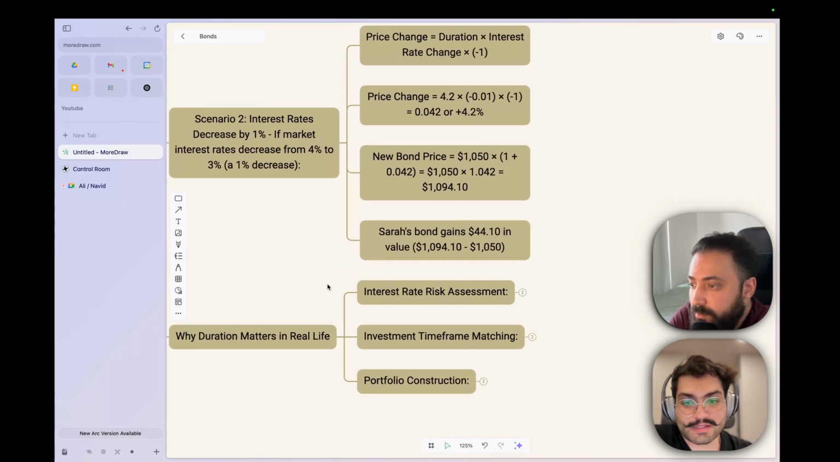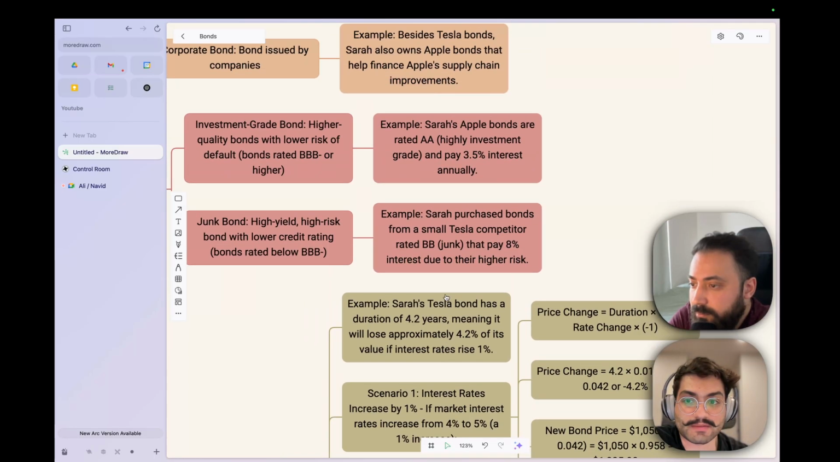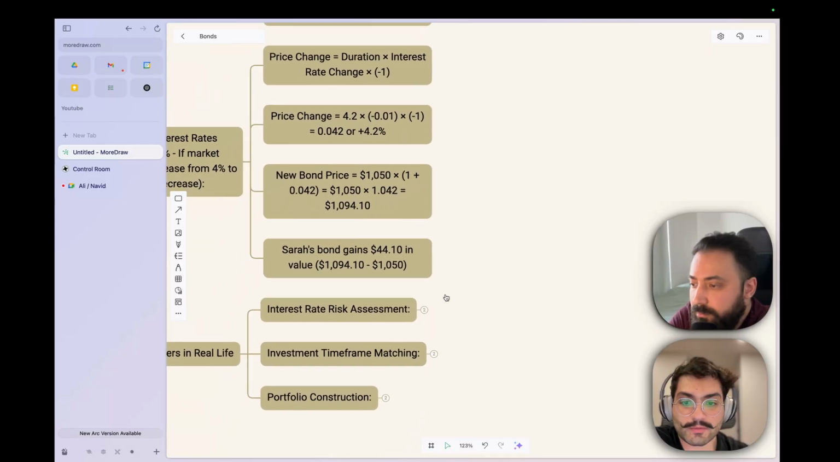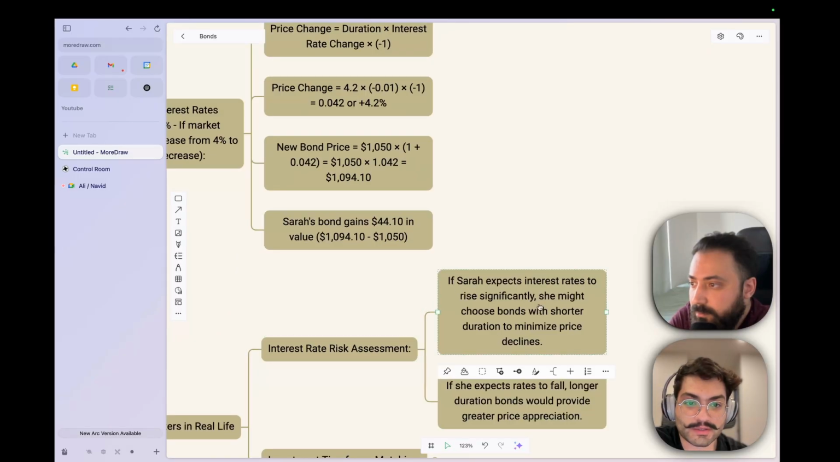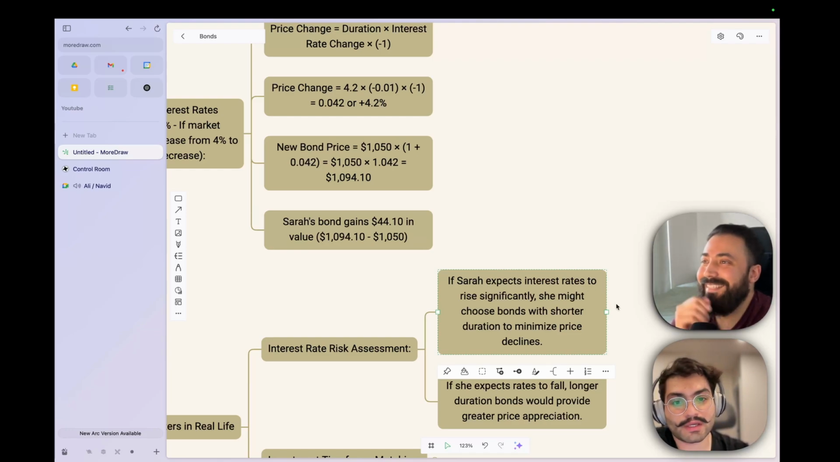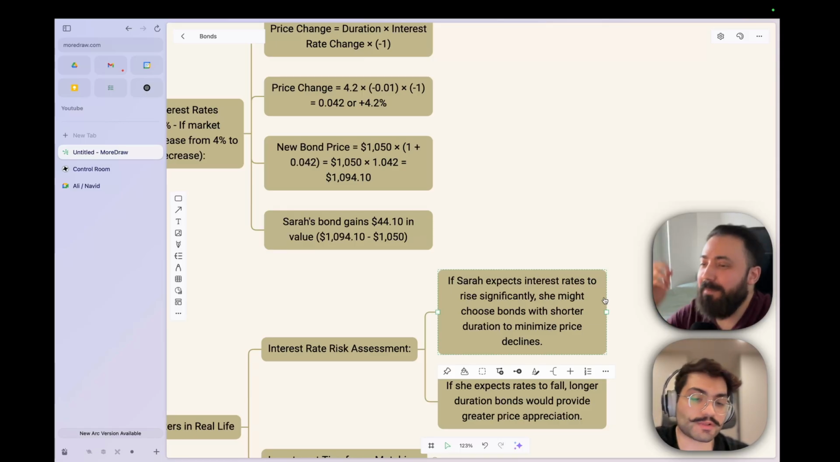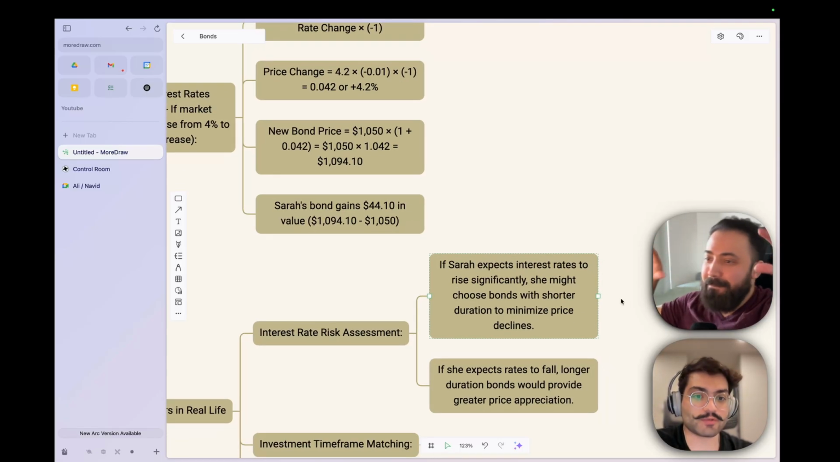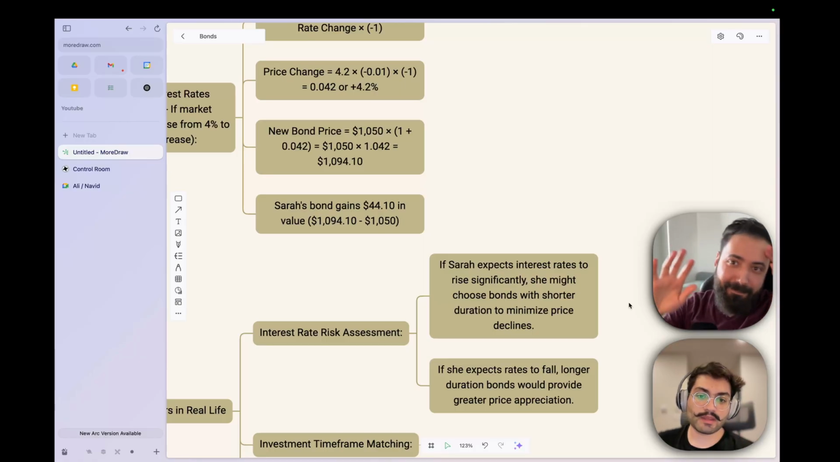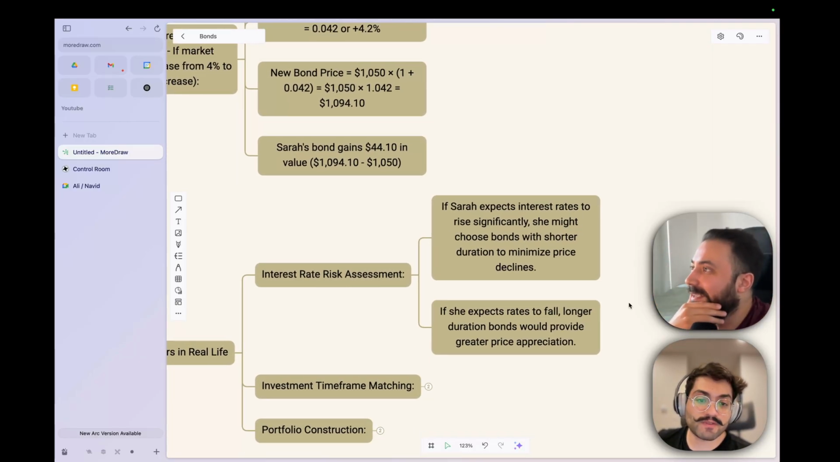So there are three things. One is the interest rate risk assessment that we saw here. Based on that, if Sarah expects interest rates to rise significantly, she might choose bonds with shorter duration to minimize price declines. But if she expects rates to fall, longer duration bonds would provide greater price appreciation.